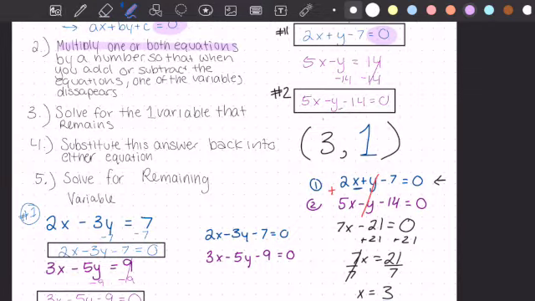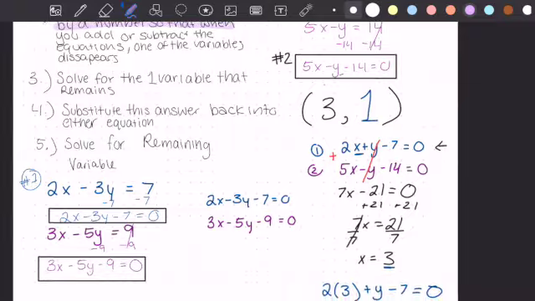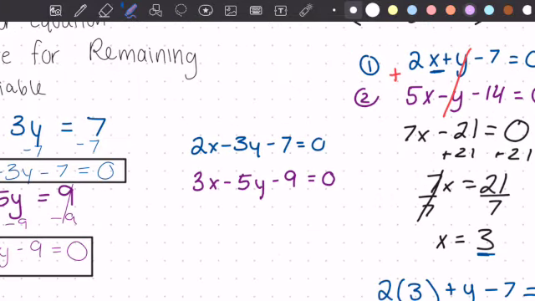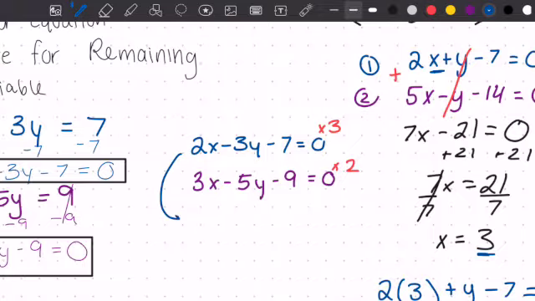It says multiply one or both equations by a number. So I need to look at these equations, and is there something I can multiply my first equation by, and something I can multiply my second equation by, so that I get some sort of common term? I can look here, and I can go, okay, 2 and 3, those have a lowest common multiple of 6. So if I multiply my first equation by 3 and my second equation by 2, what I'm going to get are new equations down here.